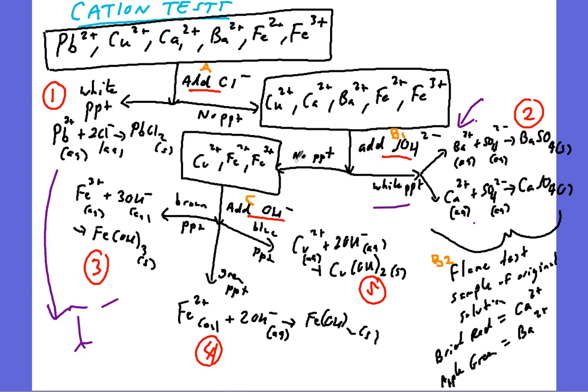Now all 3 of these will precipitate with hydroxide, but the reason why that's okay is they form distinctly coloured samples. Copper forms a blue precipitate. Iron 2+ forms a green precipitate, and iron 3+ forms a brown precipitate, and therefore by looking at the colour of those precipitates we can easily see what ion was there.